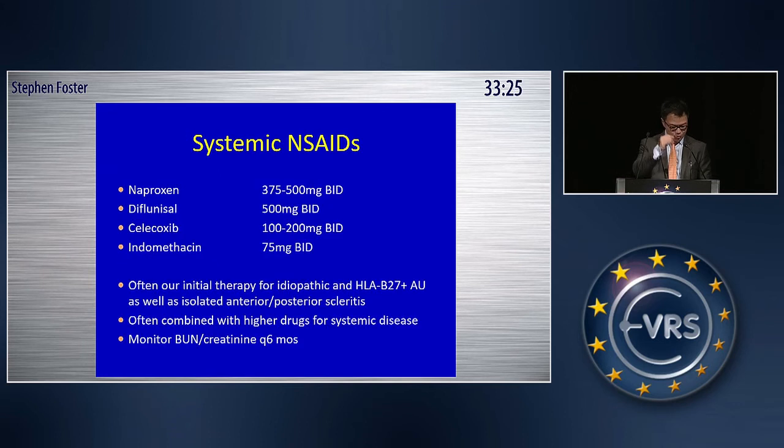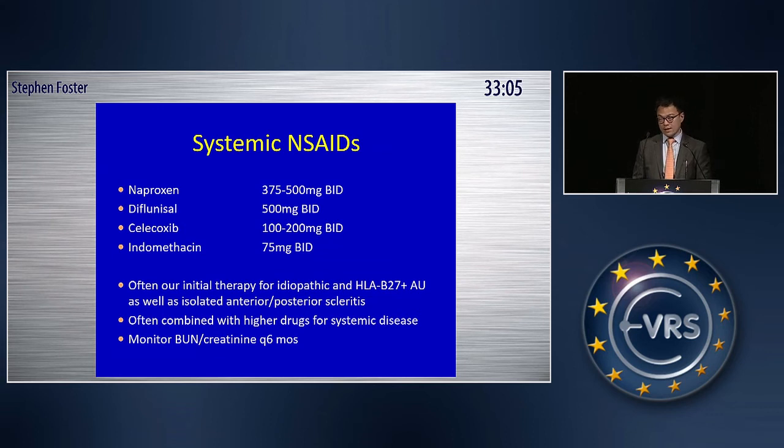Now, just quickly with systemic NSAIDs, these are the typical dosing we use. Naproxen, diflunisal, Celebrex is a good one to use if somebody has GI side effects from NSAIDs, but it can be very expensive. Insurance a lot of the time in the States will give us a hard time. So we have to show documentation that the patient's already tried other drugs first.